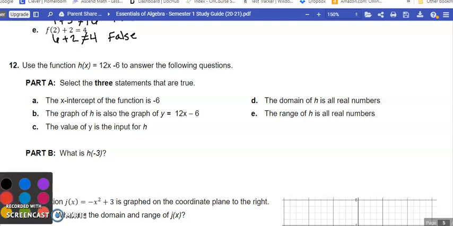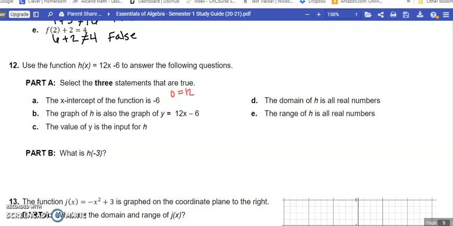Well, if we find the x-intercept, we're plugging in a 0 for y. Add 6 to both sides to solve for x. 6 equals 12x. Divide by 12. And we get 1/2 equals x. So no, the x-intercept is not 6. The x-intercept appears to be 1/2.